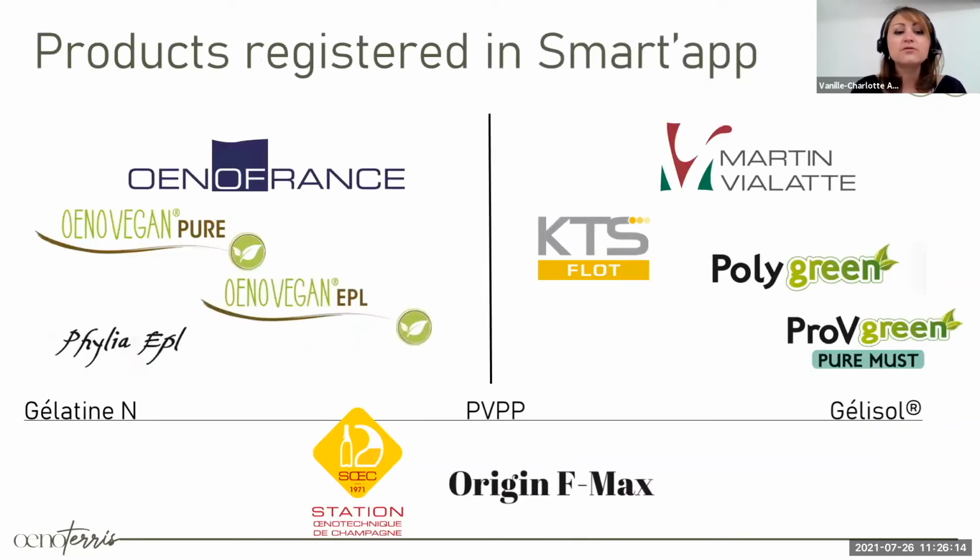Just to give you the information of the products that have been registered and that are available right now in the SmartTap Collage. For the ENOFrance brand, this is ENOVEGAN Pure, ENOVEGAN EPL, and Filia EPL for the vegan products. Gelatin N has also been registered. PVPP has also been registered. For Martin Vialatte, KTS Flot, Polygreen, Provegan Pure Must, and Gelisol have been registered, and finally for Station Technique de Champagne, Origin Fmax has been registered as well.